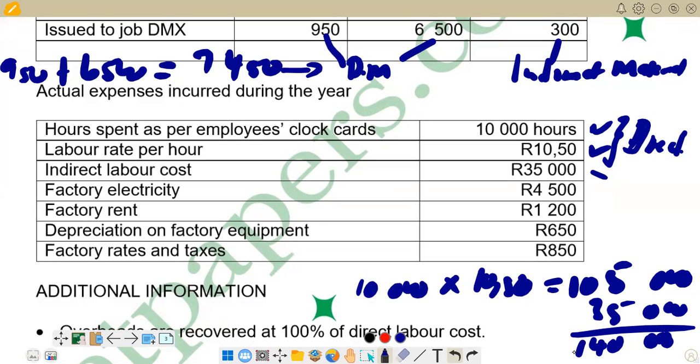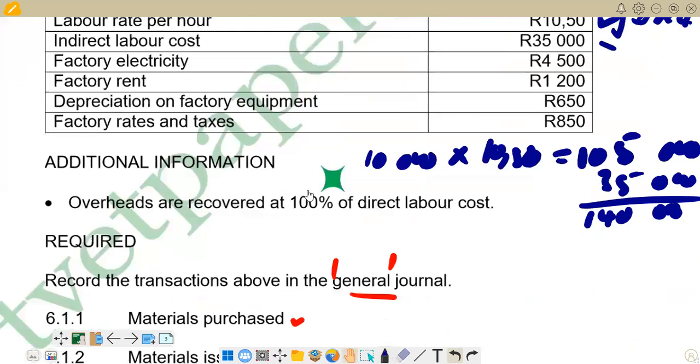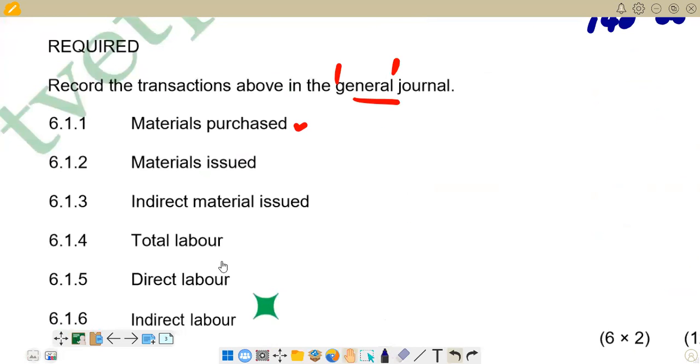So obviously, we have got 140 there. So it means we are going to debit the labor control, and then we are going to credit the wages payable. Let's just maybe go down to check the description of this one. This is just total labor.